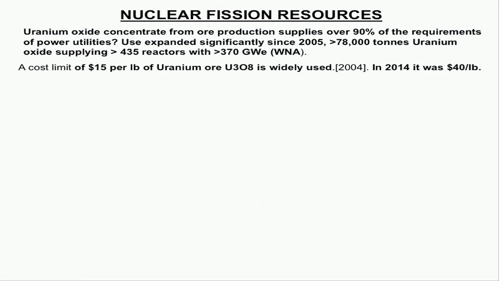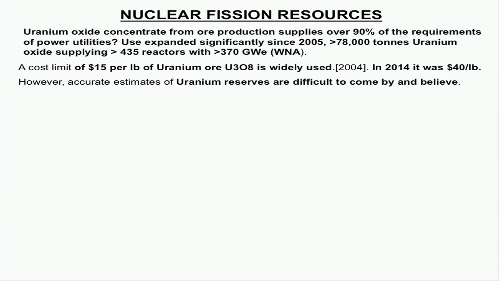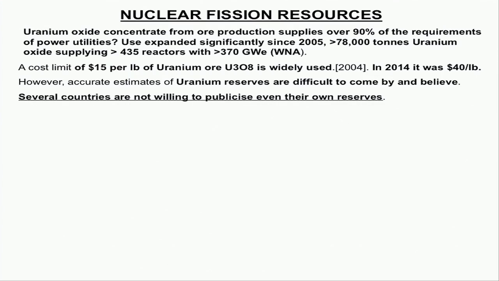Now, if we look at the costs associated with fission fuel, well, back in 2004, it would cost you $15 per pound, sorry, American units, of uranium ore, U3O8. But in 2014, that had risen significantly to $40 per pound, so cost is an issue. The other problem is that accurate estimates of uranium fuel reserves are difficult to come by and believe. Several countries, for various reasons, are not even willing to publicise their own reserves.